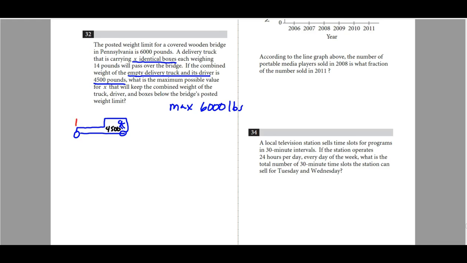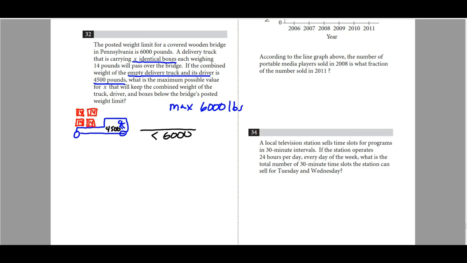But then we have these boxes on the back, and we don't know how many we have, but we do know every box is 14 pounds. And we're driving over the bridge where we cannot exceed 6,000. We have to be less than 6,000. So it says, what is the maximum possible value for X? So what's the most boxes we could carry, basically?